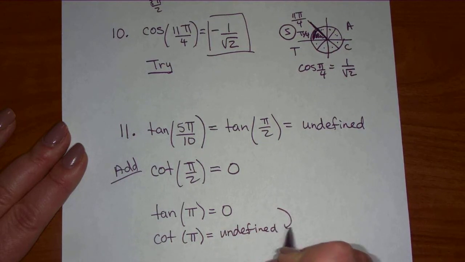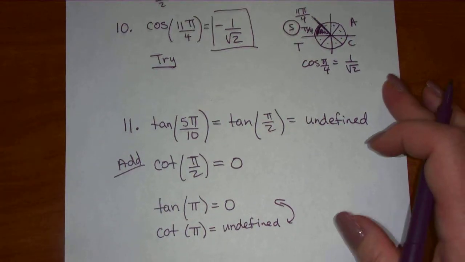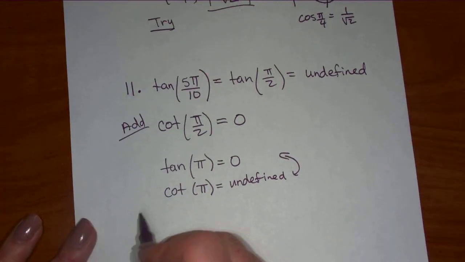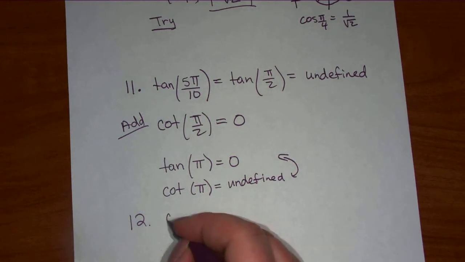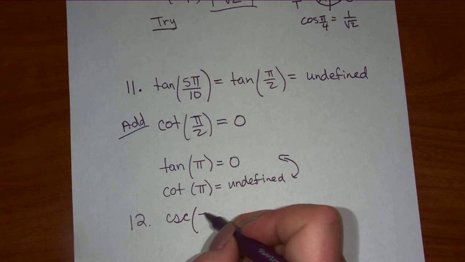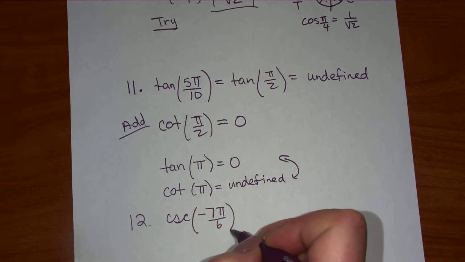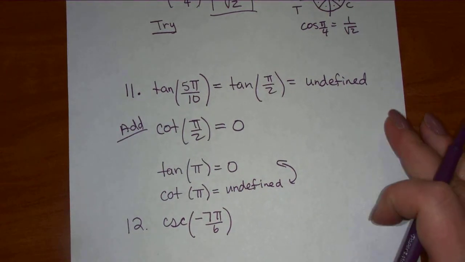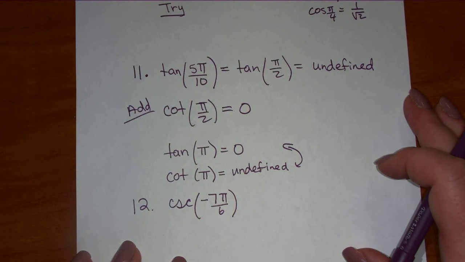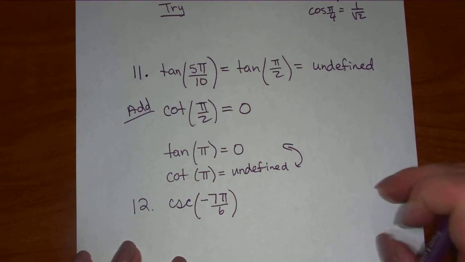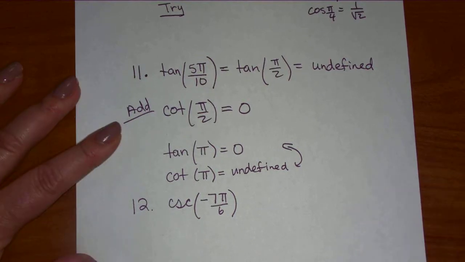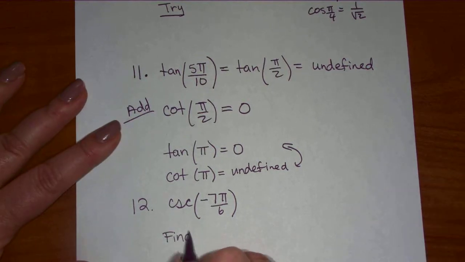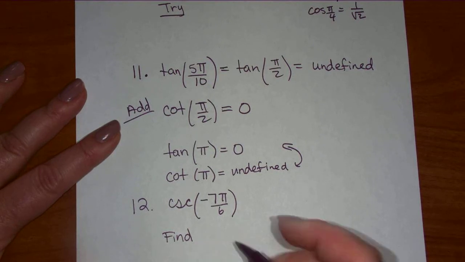All right, 12. Cosecant of negative 7 pi over 6. So negative goes backwards, but what are we finding? Because cosecant's not on our table. What's it the reciprocal of? Do you remember? Remember I said it's the opposite letter? Sine. So sine of negative 7 pi over 6. We're going to find that and then flip it.